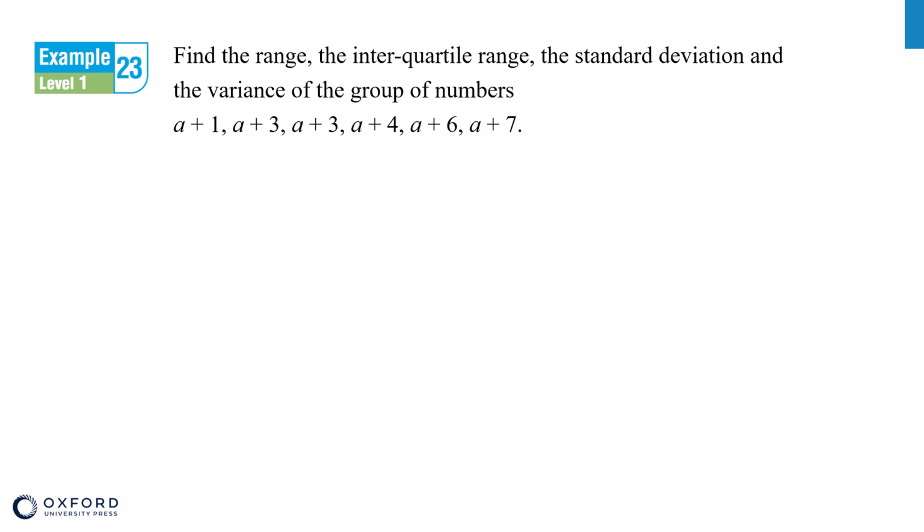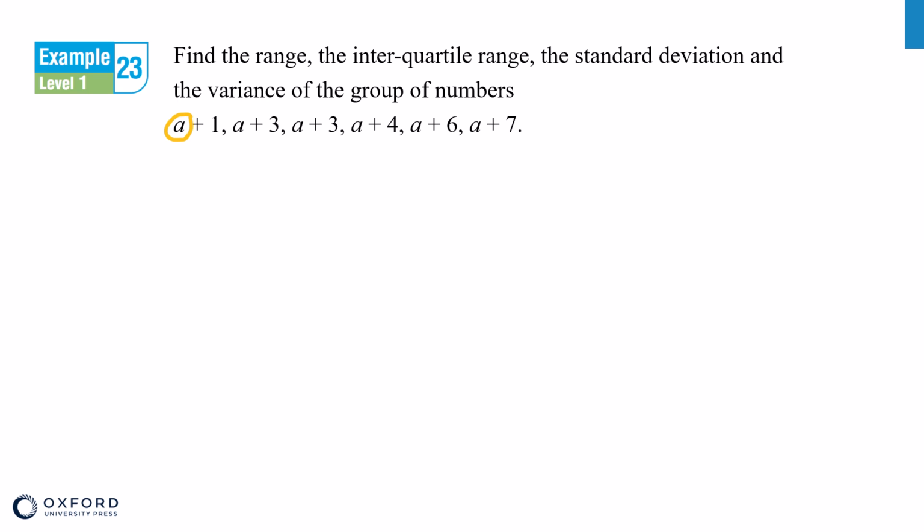In this video, we need to observe the pattern of a group of numbers and find the effects of changing data on the measures of dispersion. Here's the group of numbers: a plus 1, a plus 3, a plus 3, a plus 4, a plus 6, a plus 7. We need to find the range, interquartile range, standard deviation, and variance of this group of numbers. With a constant a in each of the numbers, can we find the required measures of dispersion?